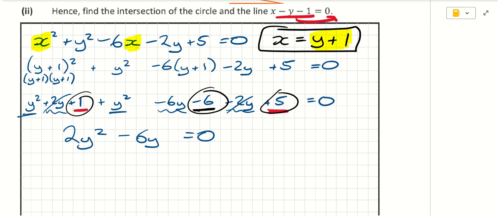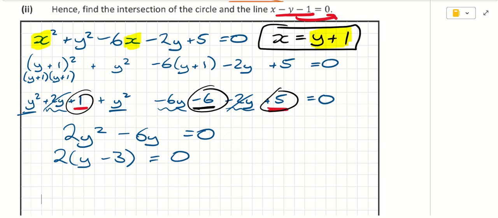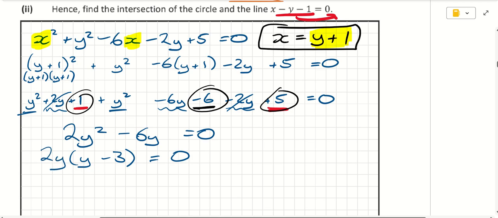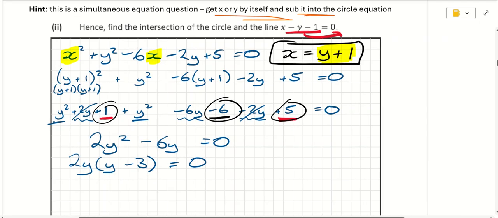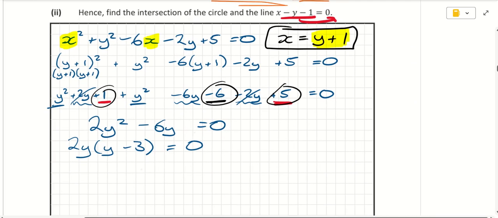Yeah, I was wondering it wasn't the right thing. Anyway, you'll get 2y times y minus 3. We'll just factorize it, equals 0. So we get 2y times y minus 3. Now my head is gone. I will pause after this and make the video. Now, this is only question 2. I have to keep going.